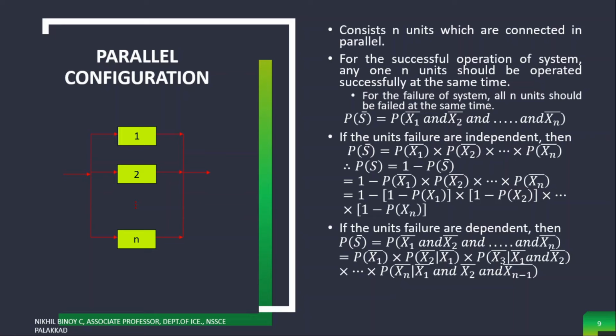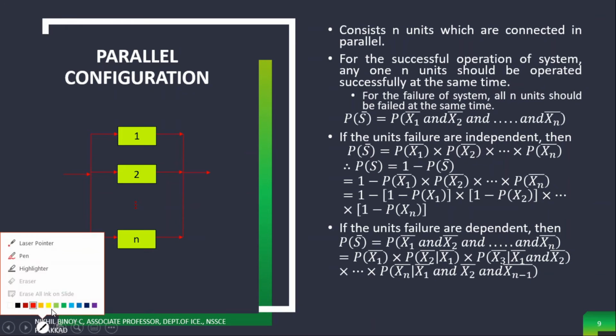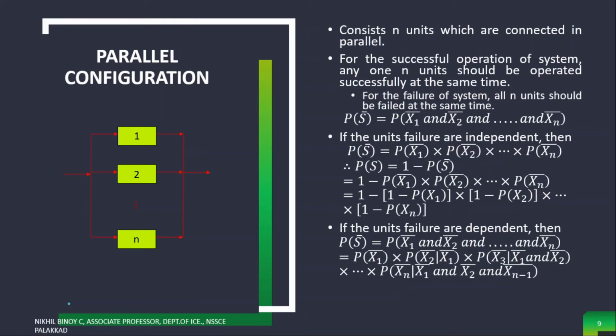P of S bar is equal to P of x1 bar into P of x2 bar given x1 bar into P of x3 bar given x1 bar and x2 bar, and so on, into P of xn bar given x1 bar and x2 bar and so on, and xn minus 1 bar. Okay.